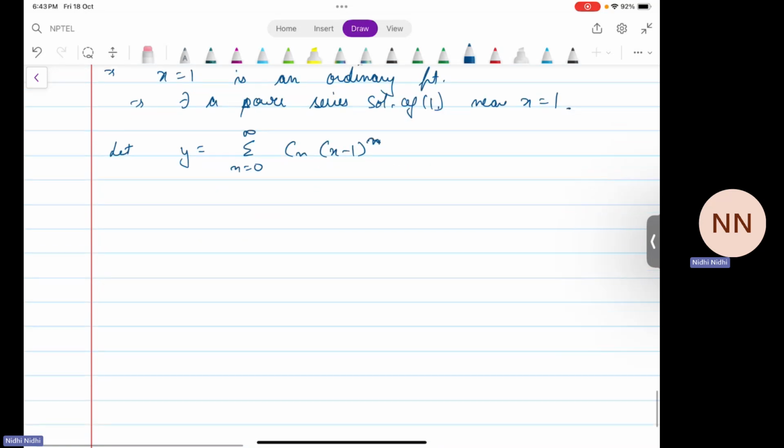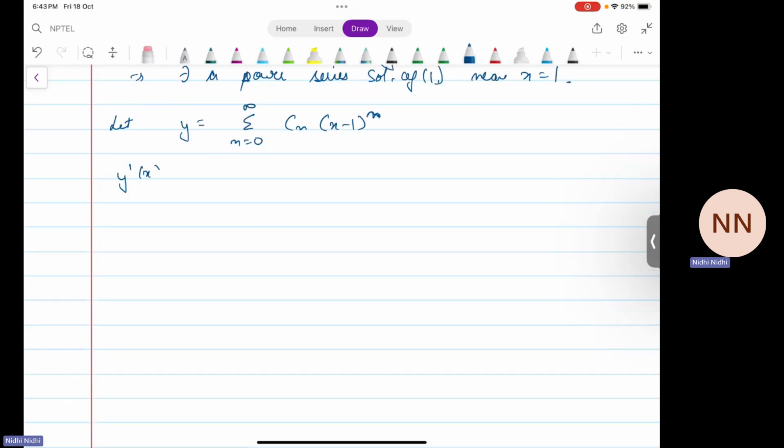So this gives us y dash x is equal to summation n from 0 to infinity n Cn (x minus 1) to the power n minus 1, and y double dash x is equal to summation n from, so we can write this as n from 1 to infinity, this is from 2 to infinity, n minus 1 Cn (x minus 1) to the power n minus 2.